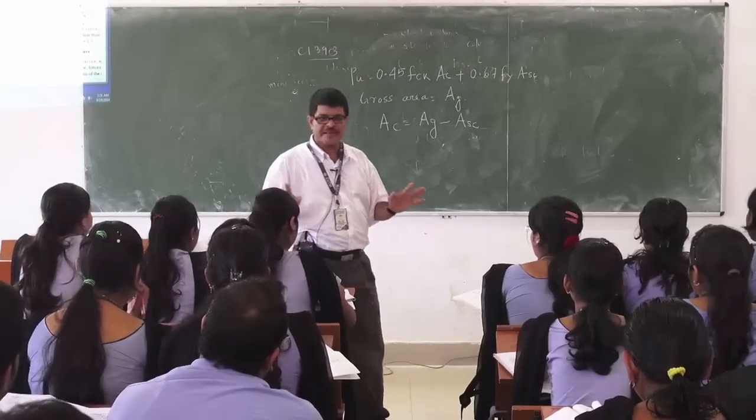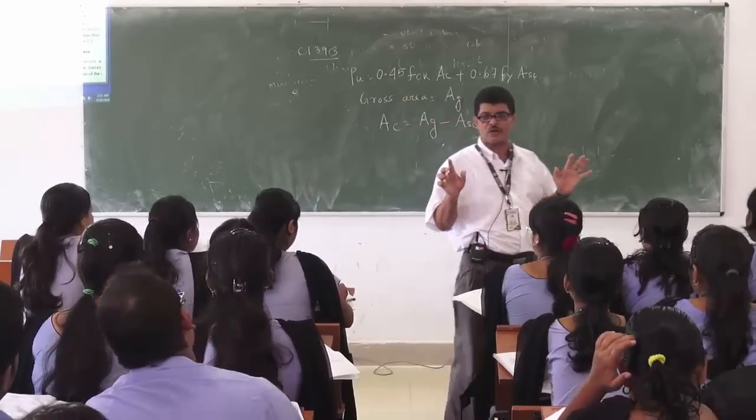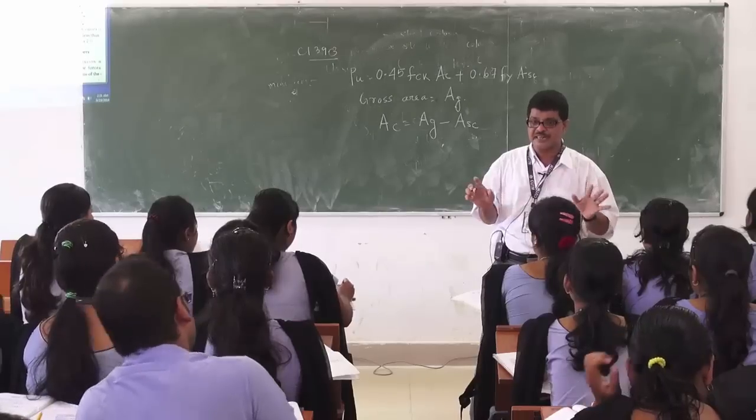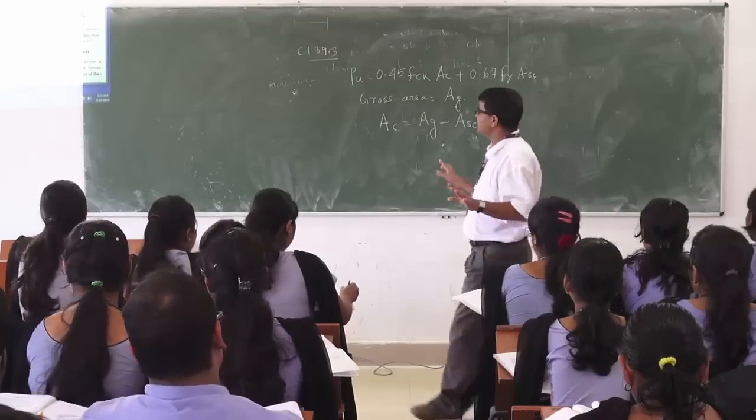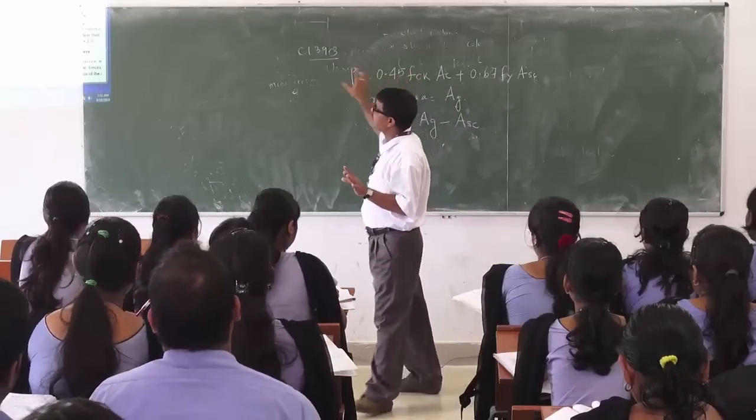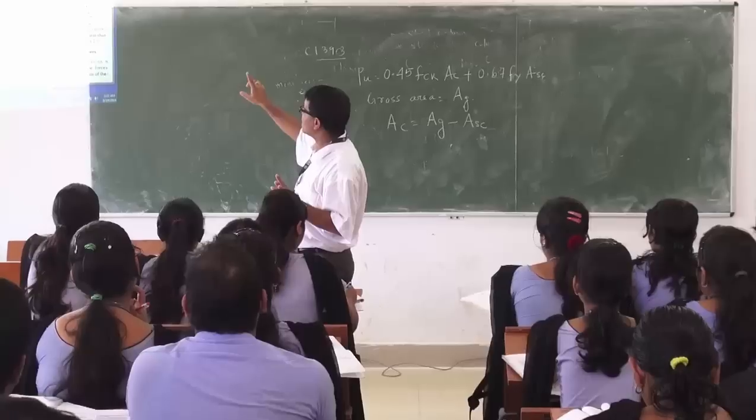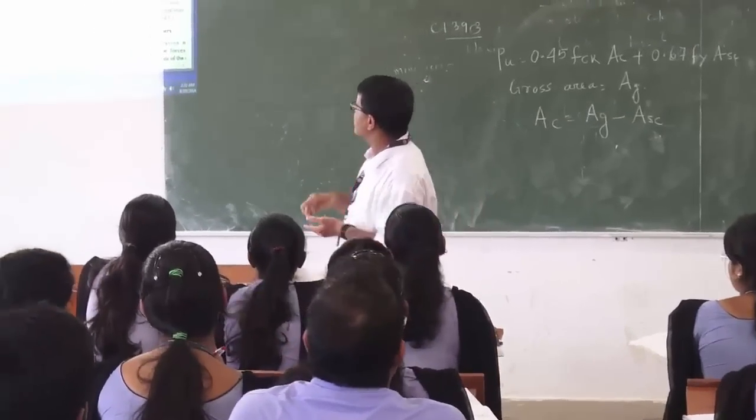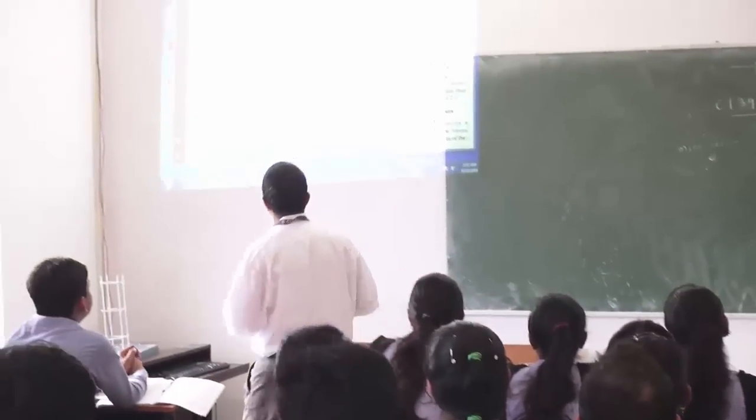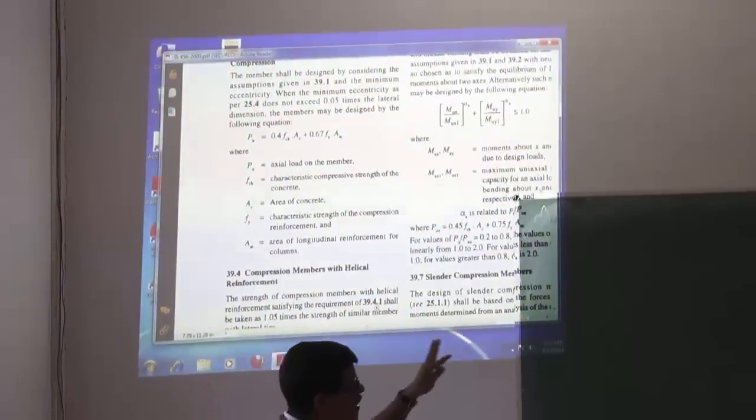In the case of rectangular short axially loaded columns with lateral ties, not helical ties, this formula is very categorically written. This is for axially loaded columns with lateral ties. If it is helical ties, something different is given. So this is only the analysis part.